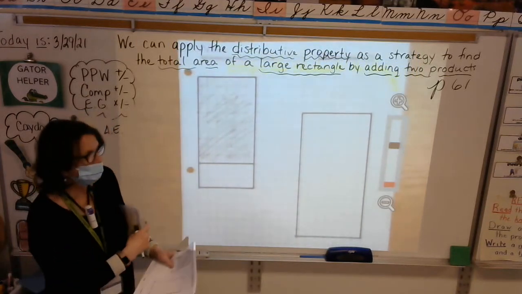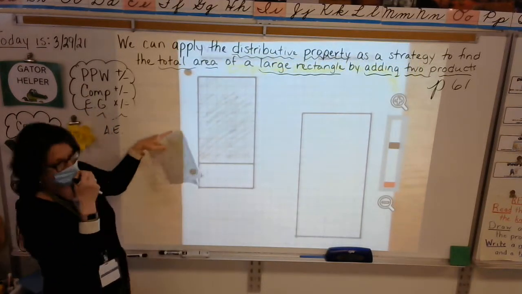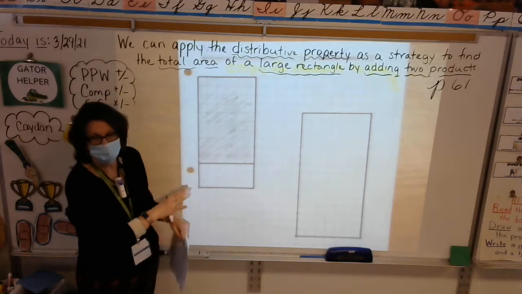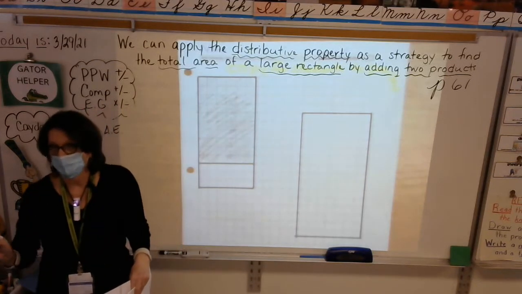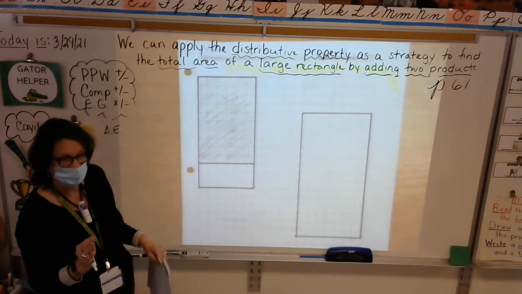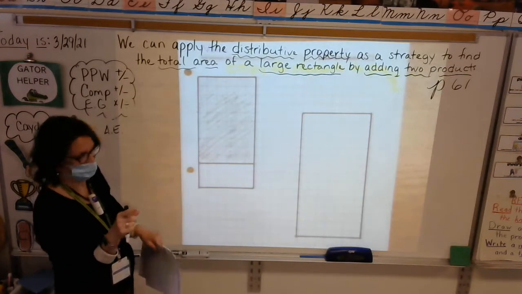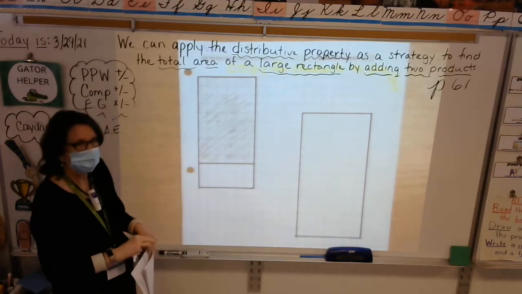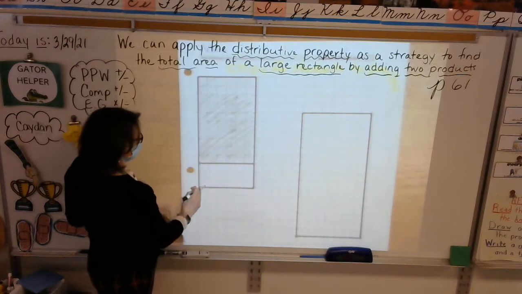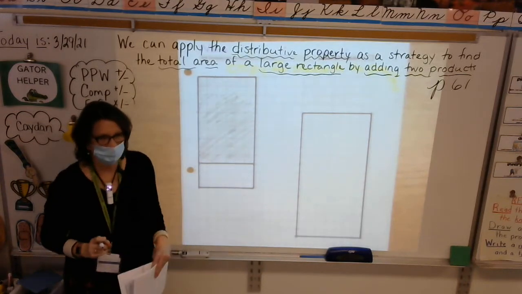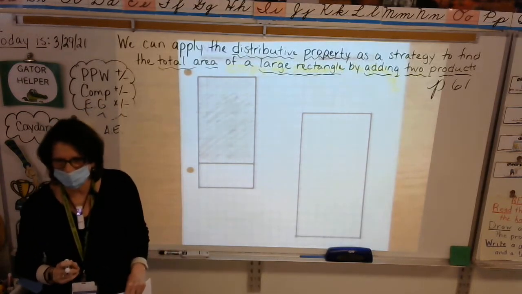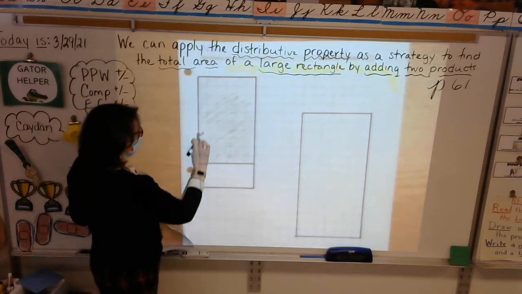So if we look at this, boys and girls, we have 2 rectangles, separate rectangles. We're going to find the area of each one using the distributive property. What are we going to use? Distributive property. Okay? So let's look at this one big, large rectangle here. What are the side lengths? Go ahead and count and find the side lengths of the great big one.